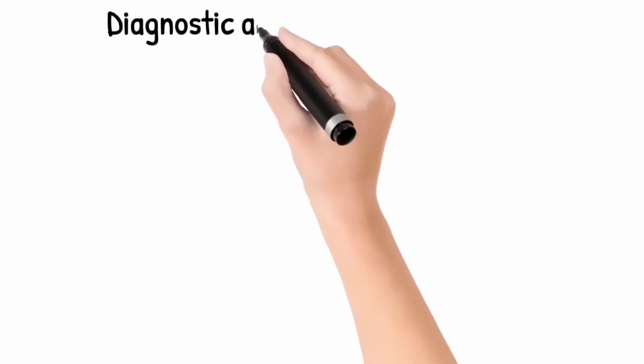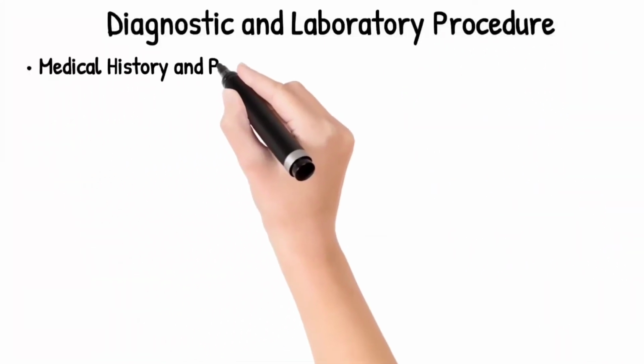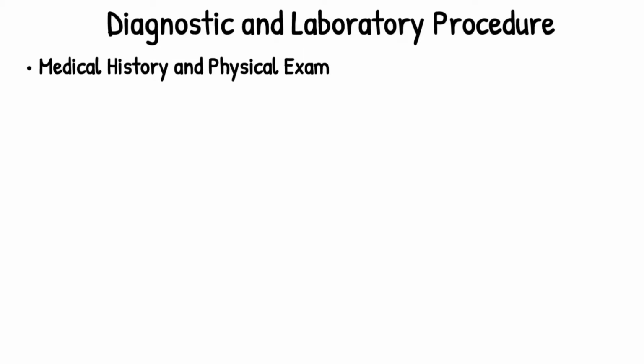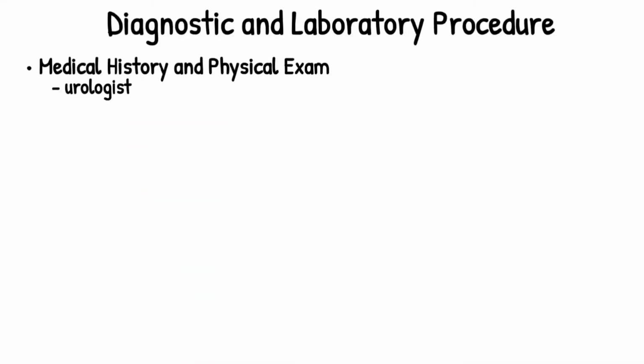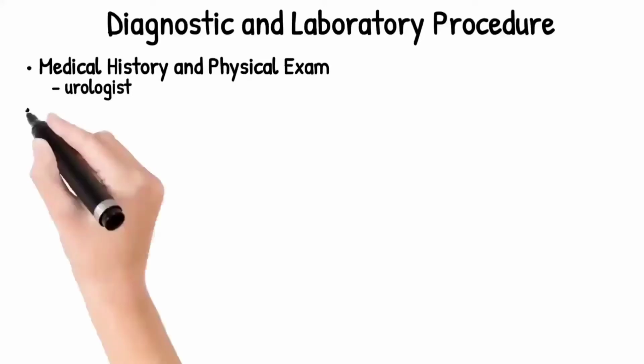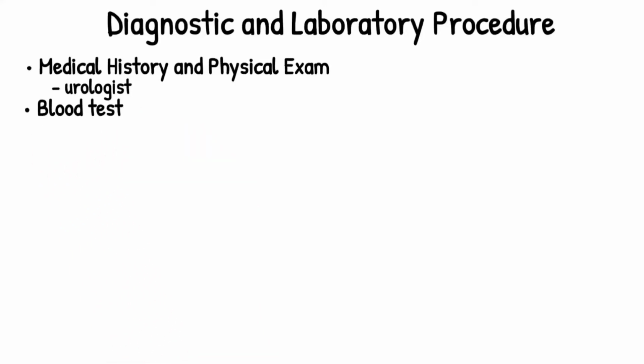For the diagnostic and laboratory procedure, first is the medical history and physical exam. If your primary doctor feels that you should see an expert, you will be referred to a urologist. The urologist will ask a variety of questions about your health history and will check your body with a variety of tests. He or she will feel your belly, sides, and back for lumps and will order blood tests.